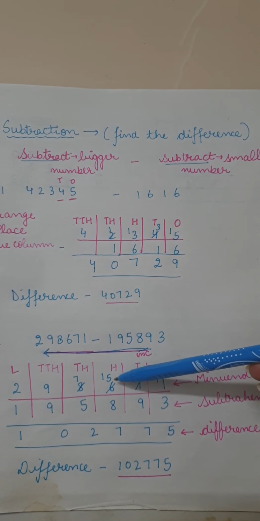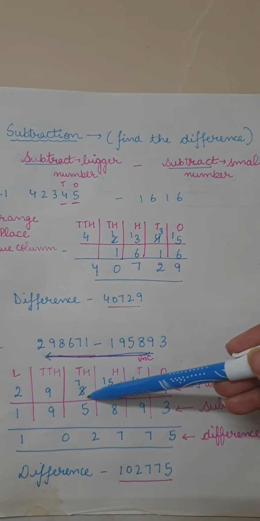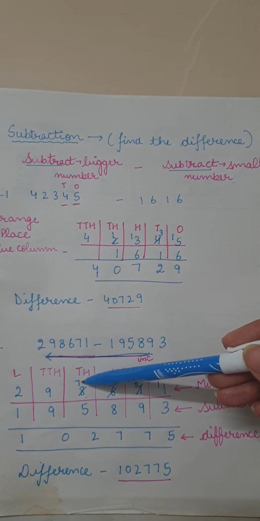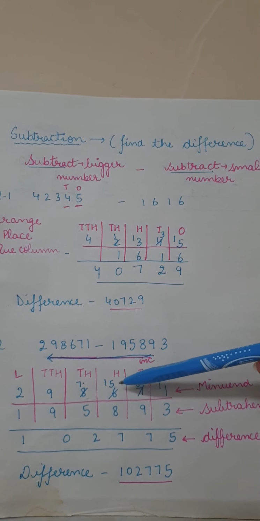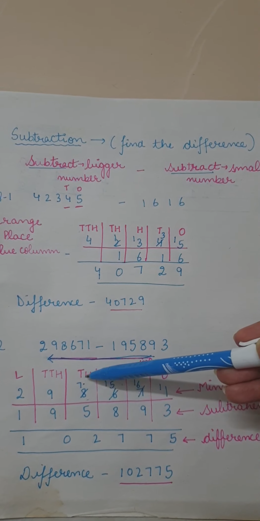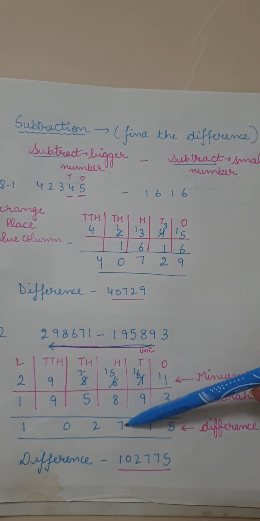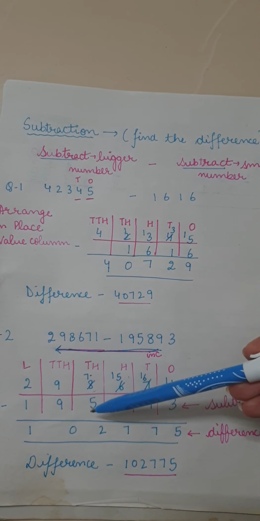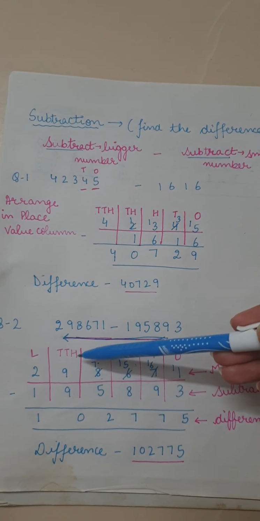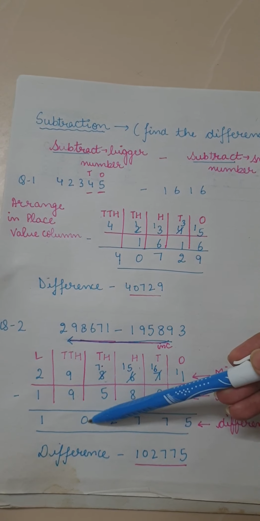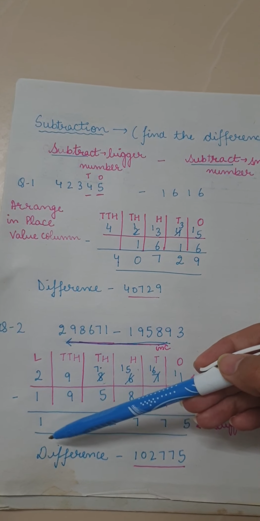Over here we had the only digit 5. We borrowed one digit from the thousands place. It becomes 15 hundreds and the thousands digit becomes 7. 15 minus 8 comes out to be 7. 7 minus 5 is 2. 9 minus 9 is 0 and 2 minus 1 is 1.